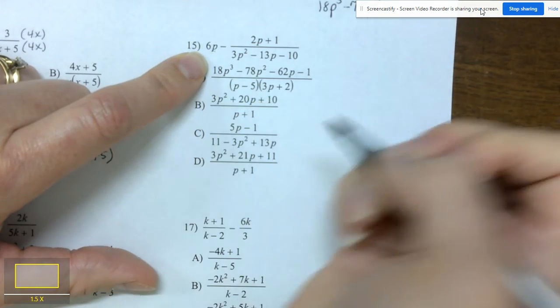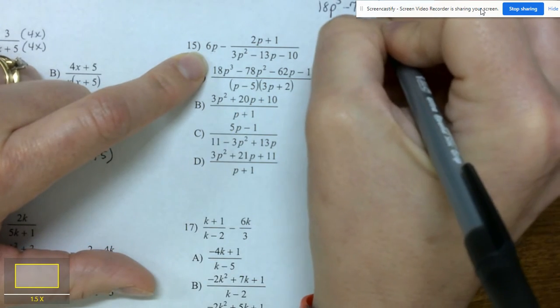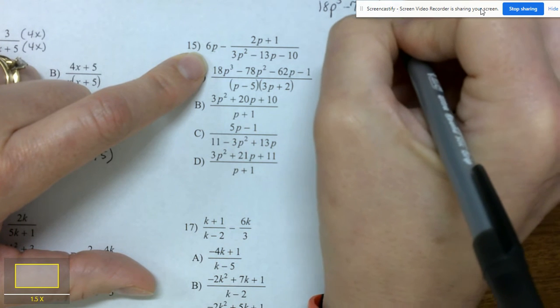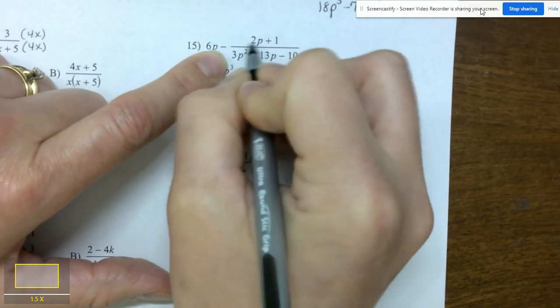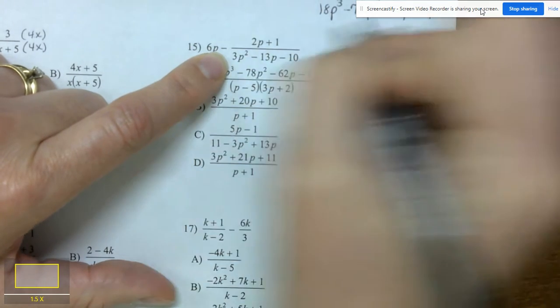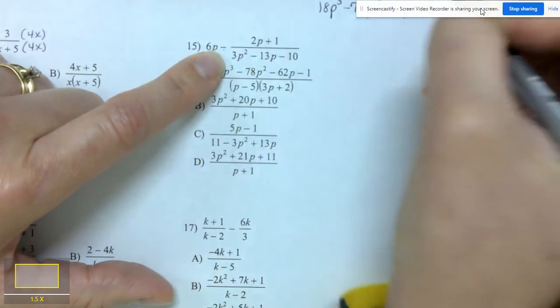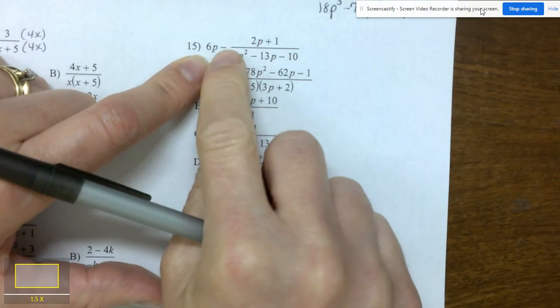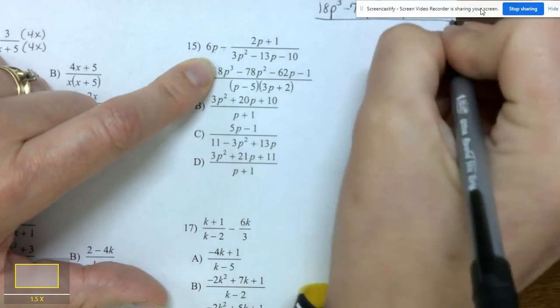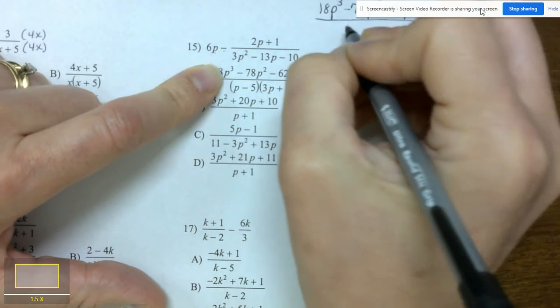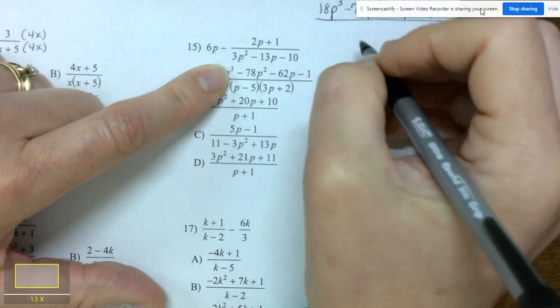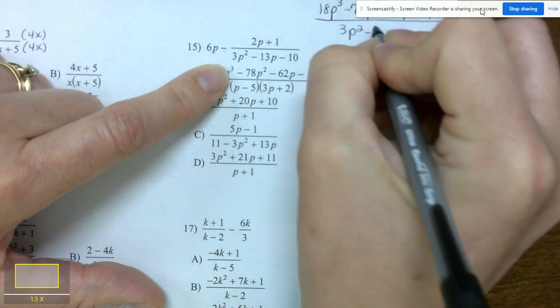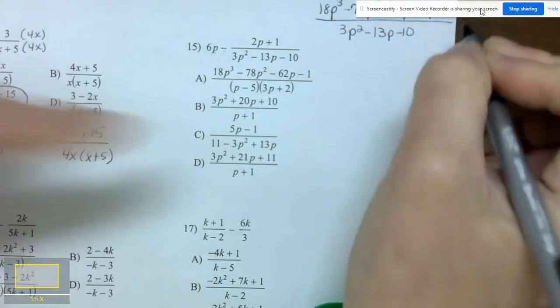6p times negative 10 would be a negative 60p. And then we still have minus 2p, and then this is going to be a minus 1 because we have to take into account that negative in the front. And it's all over, we're going to keep this common denominator here, 3p squared minus 13p minus 10. For now, we're just going to keep that and simplify the top.